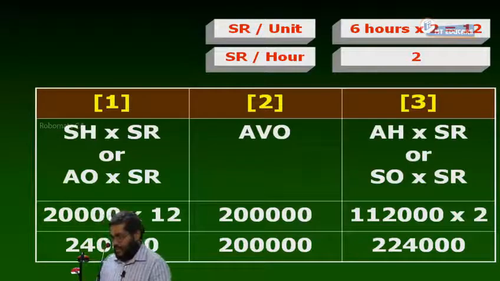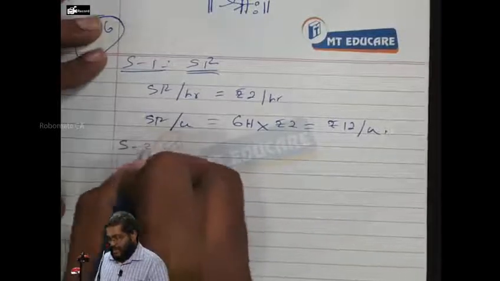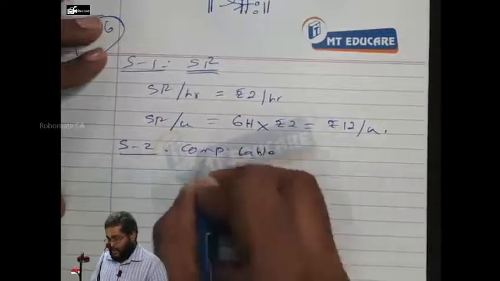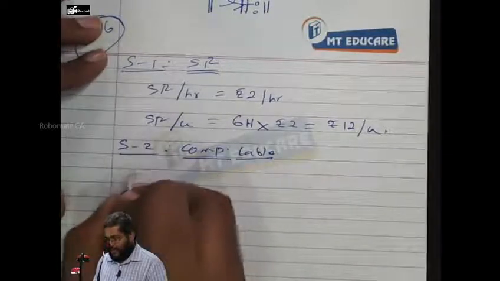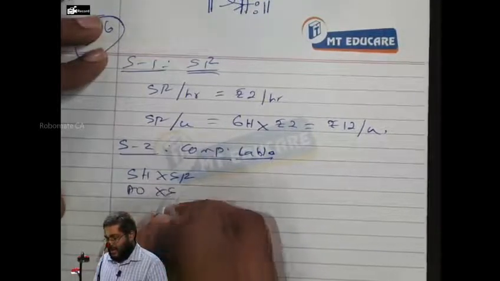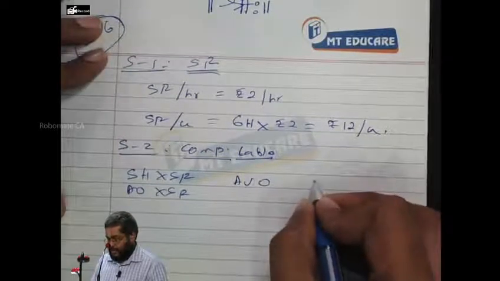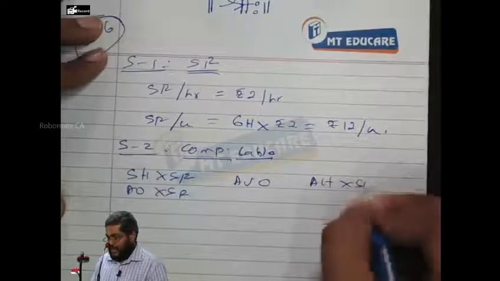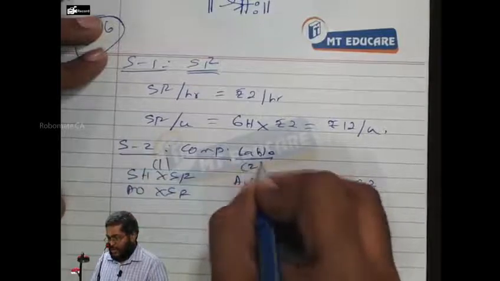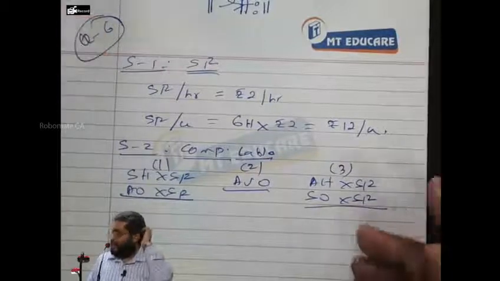Okay. Tell me, step 1, standard rate, is over or not? Now, all of you participate. Step 2 is what? Computation table. I want everybody to participate. Tell me, what is first column? SH into SR or AO into SR. Second column is what? AVO. Third is what? AH into SR or SO into SR. This is column 1, this is column 2, column 3. Okay. Can you start or not?